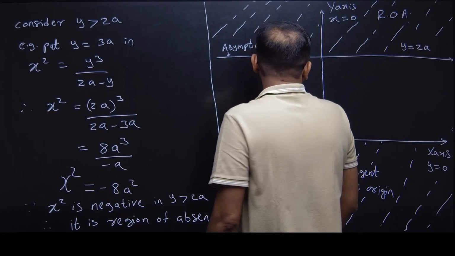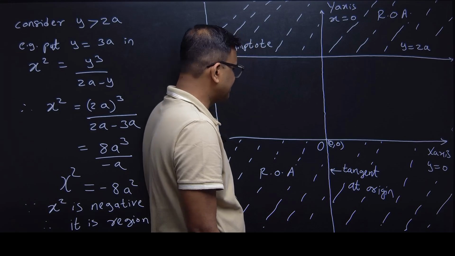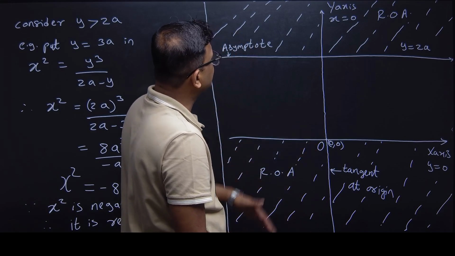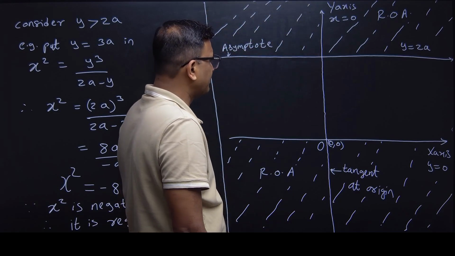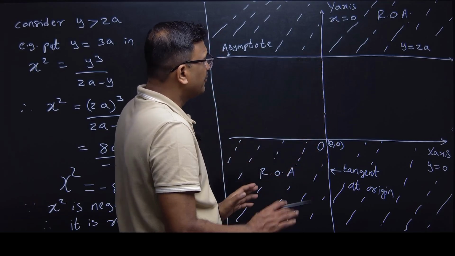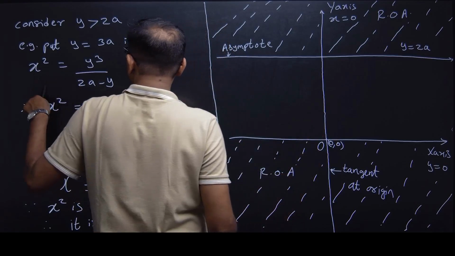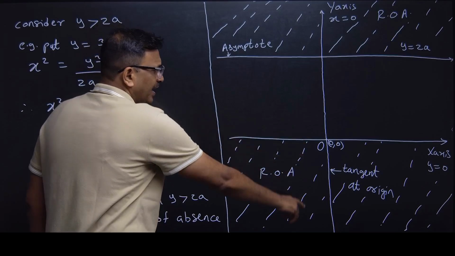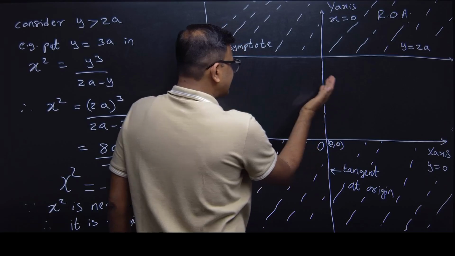So see, we have seen that the region y less than 0 is region of absence. The region below the x axis is region of absence. Y more than 2a, the region above the line y is 2a, is region of absence. Whatever curve we are going to draw, we have to draw within these two lines. We have seen that the curve is symmetric about the y-axis. Since there are only even powers of x, it is symmetric about the y-axis. So whatever is the nature on the right hand side of the y-axis, the same will be the nature on the left hand side.